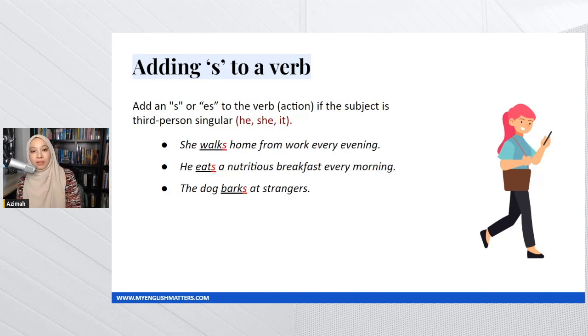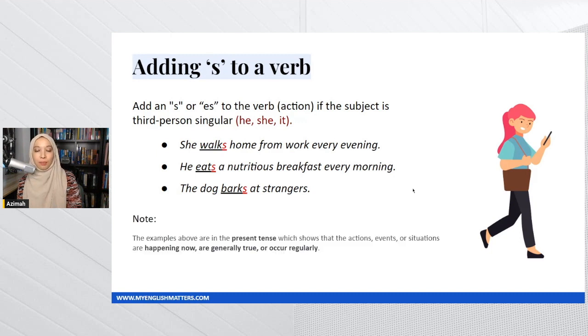So it barks at strangers. I'm talking about one dog, and I don't know whether it's a female dog or a male dog. You can categorize that as it if you wish. The dog barks at strangers, right? So note that these examples are in the present tense, which shows that the actions, events, or situations are happening now or are generally true or occur regularly.